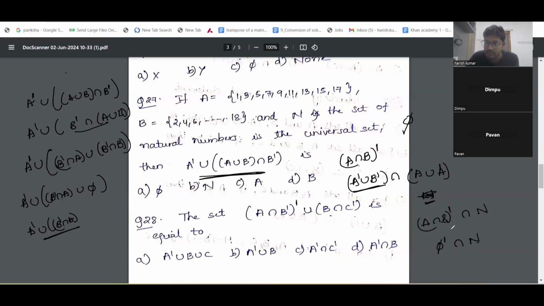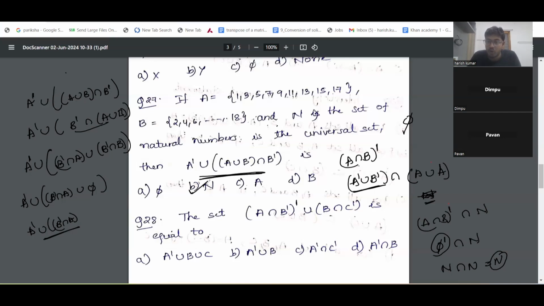Yes or no, guys? So therefore, this is nothing but N intersection N, which is nothing but N. Therefore, the answer is natural numbers. Understood?